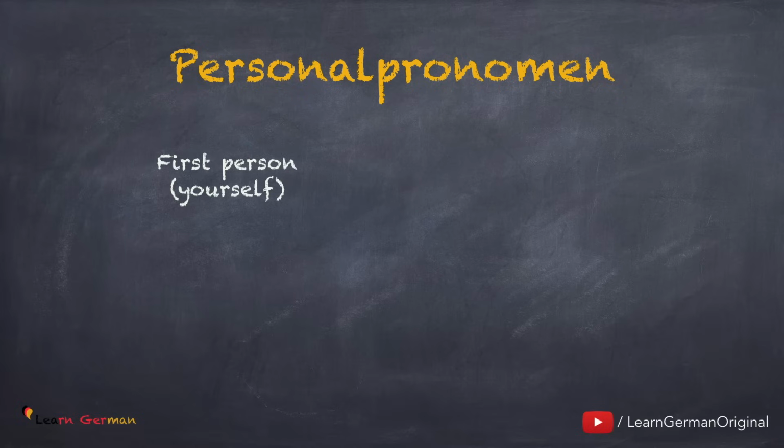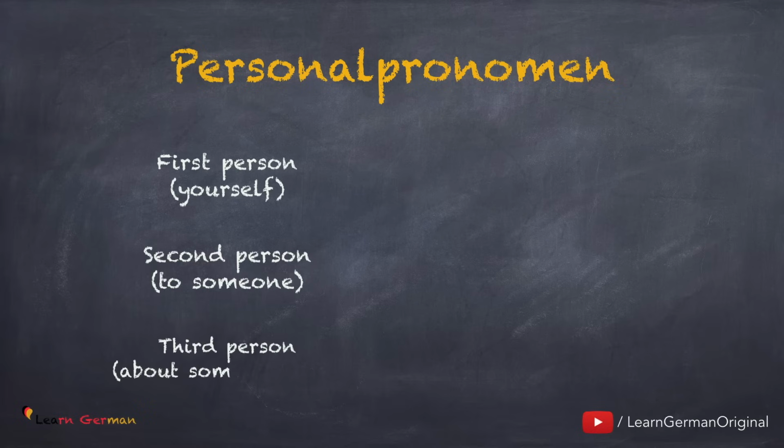You need to know what person you're talking about. When talking about myself, I will be using first person. When I'm talking to someone, that someone will be the second person. And when talking about someone, that someone will be the third person.